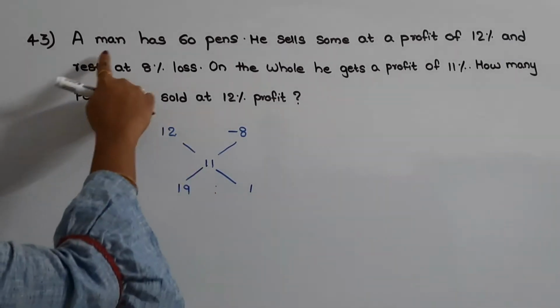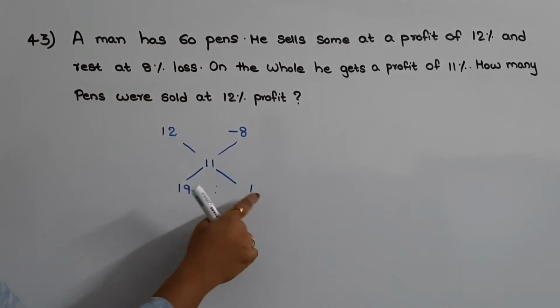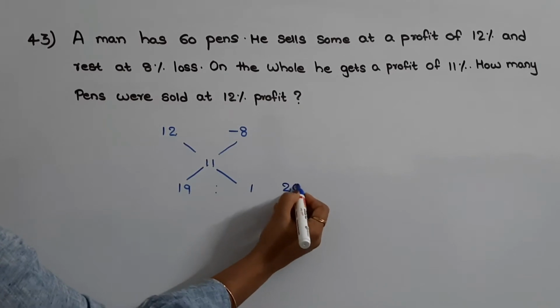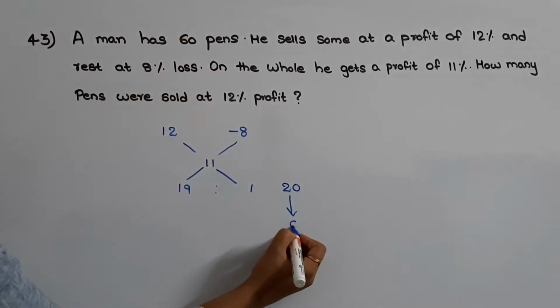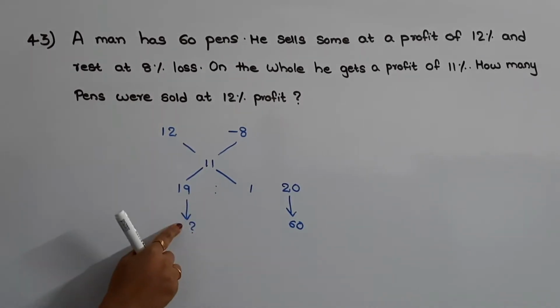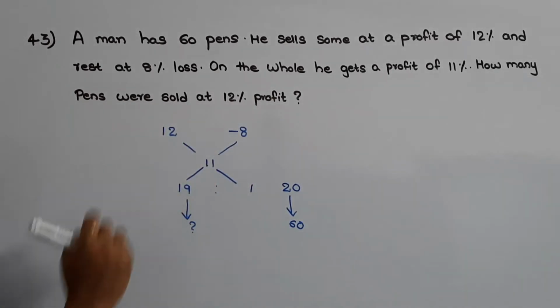So the total number of pence is given as 60. What will be the sum of the ratios? That will be 19 plus 1, that is 20. So we can represent this 20 as this 60. Then what will be the value of this 19? On finding this value, we will get the number of pence which were sold at 12%.